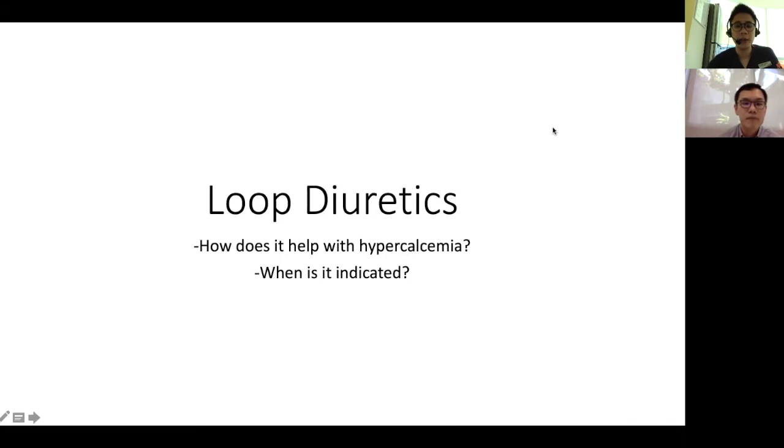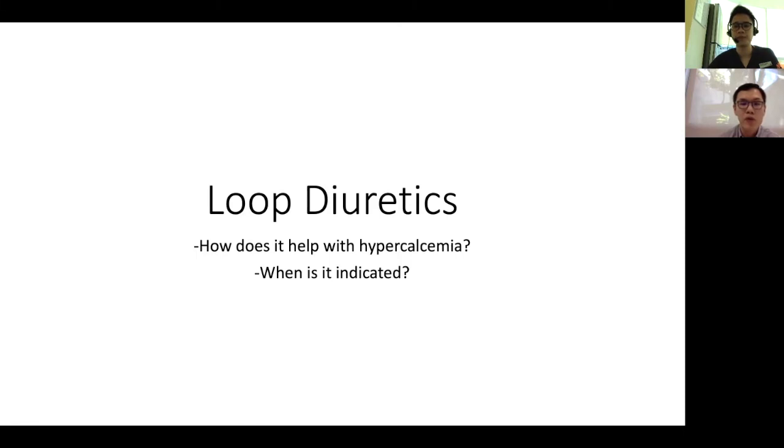And then when do we consider giving loop diuretics? Because to some people it's a bit unintuitive because you're giving fluids and you're giving diuretics at the same time. So when should we be considering loop diuretics and how does it work? Okay, so the loop diuretic effect is number one to increase the tubular excretion of calcium, and number two, because when you keep giving fluids, then you run the risk of getting the patient into fluid overload, because you're already quite aggressively hydrating the patient. So the loop diuretics also help to prevent development of fluid overload.